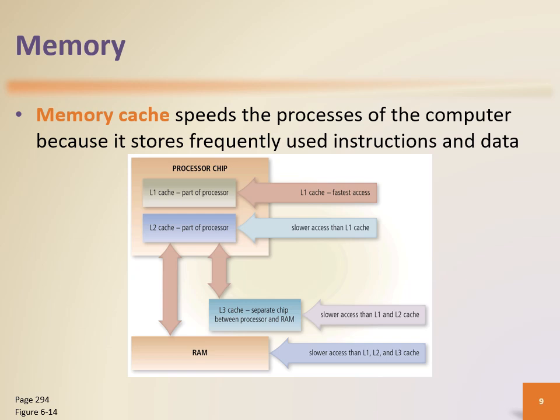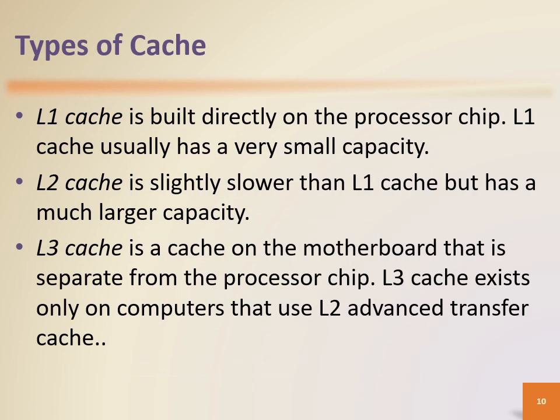And if a processor cannot find that instruction in cache memory and even not in RAM, then it will search a slower speed storage medium, that is the hard drive, for that instruction or data.